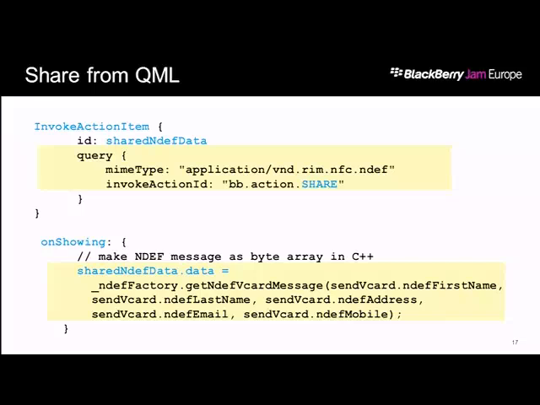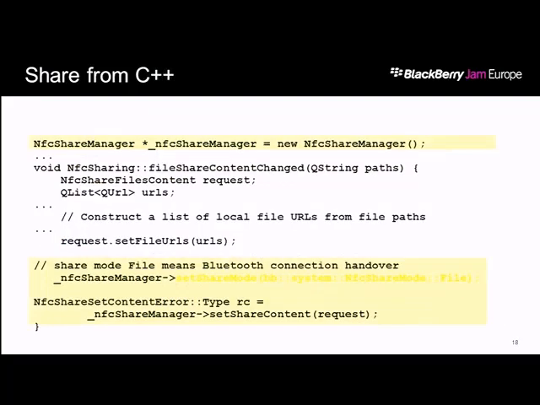Then, down at the bottom, once the devices come together, you've got to construct effectively a byte array, the data that you actually want to send. In this particular case, we're constructing an NDEF message, which would be a vCard, presenting that to the data attribute of the invoke action item. And basically, that is how data gets transferred over NFC using the invoke framework.